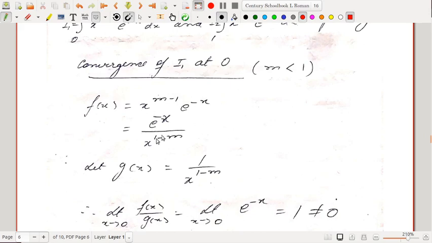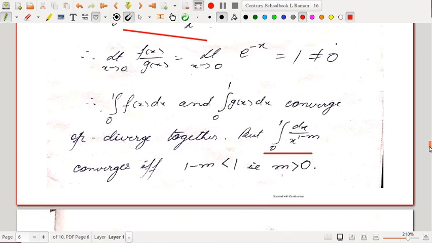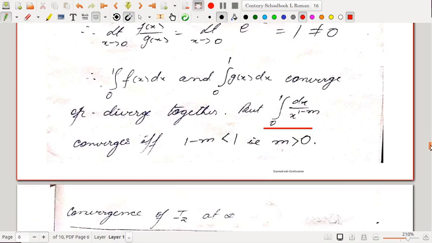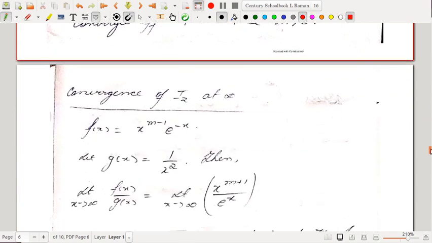So f(x) is this, which can be written as e to the power minus x by x to the power 1 minus m, and we take g(x) as 1 by x to the power 1 minus m. So f(x) by g(x) is 1, which is non-zero, so they converge or diverge together. But the integral from 0 to 1 of 1 by x to the power 1 minus m dx converges if and only if 1 minus m is strictly less than 1, that is m is strictly greater than 0. That means this first integral I1 converges if and only if m is greater than 0.